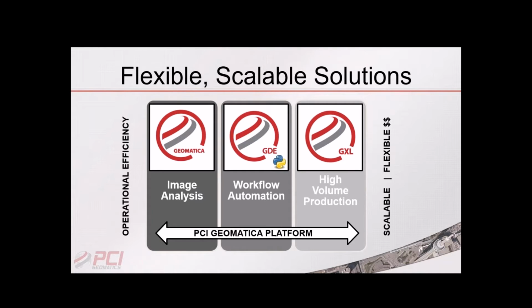On the left, we have Geomatica, which is our desktop product that provides a plethora of tools and algorithms for image analysis and photogrammetric processing. Then on the right, we have our GXL system, a high-volume image production product.